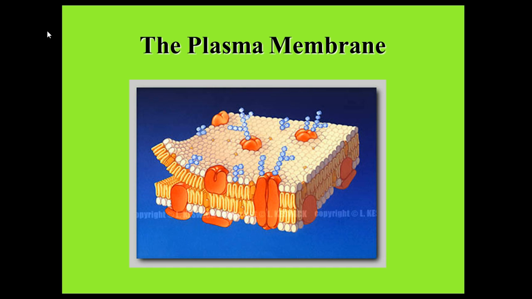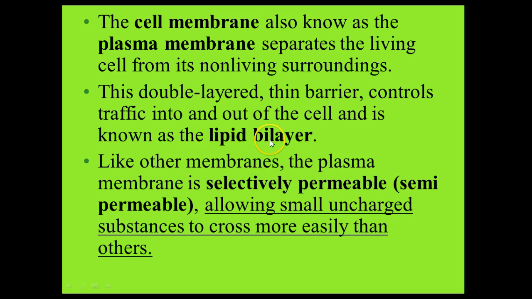So here we're going to talk about the plasma membrane, and that's this guy right here. Many of you probably know the plasma membrane by a different name, the cell membrane. Plasma membrane is just a fancy name for it. It separates the living cell from its non-living surroundings. This is a double-layered, thin barrier that controls traffic into and out of the cell, and is known as the lipid bilayer. Like other membranes, the plasma membrane is selectively permeable, meaning that it's semi-permeable, allowing small, uncharged substances to cross more easily than others.